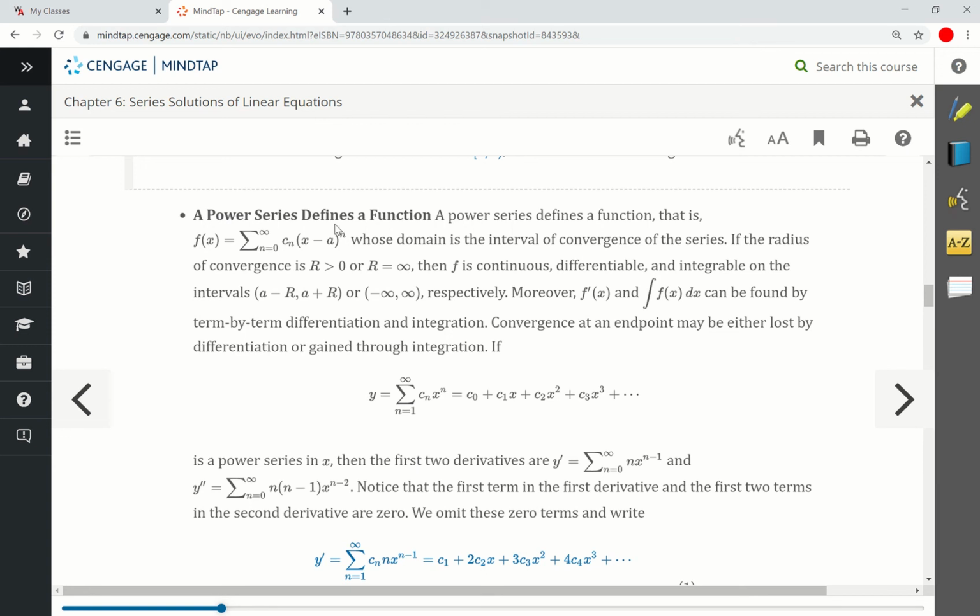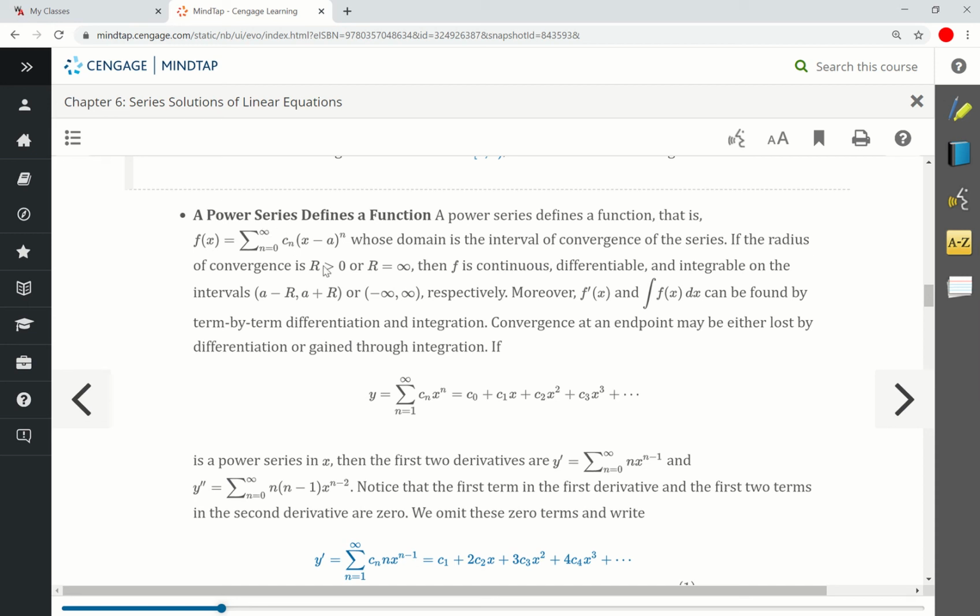The next thing we're going to look at is a power series that defines a function. We say that a power series defines a function, that is, that a function f of x can be written as the sum as n equals 0 to infinity of Cn times (x minus a) to the n, whose domain is the interval of convergence of the series. So the domain of this function f of x will be all values of the real variable x such that this sum converges to a real number.